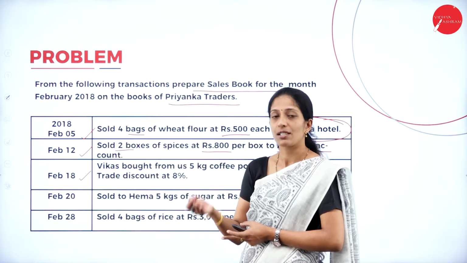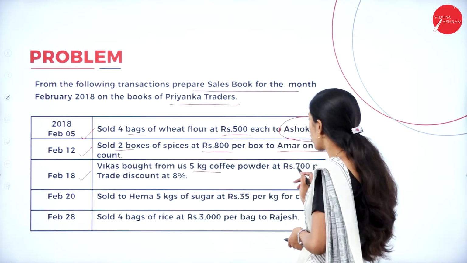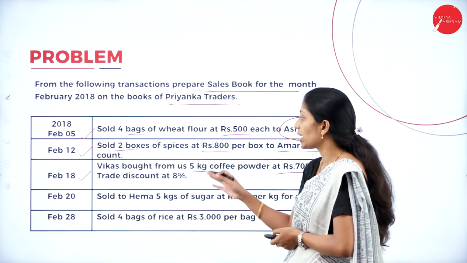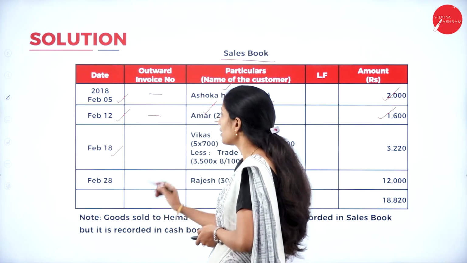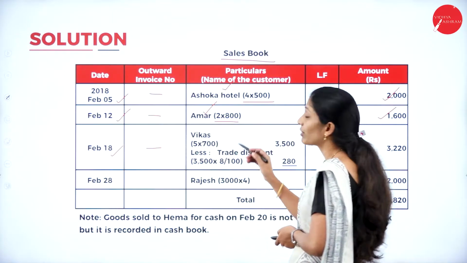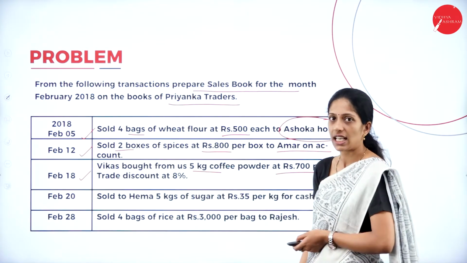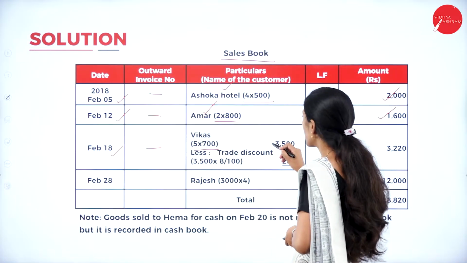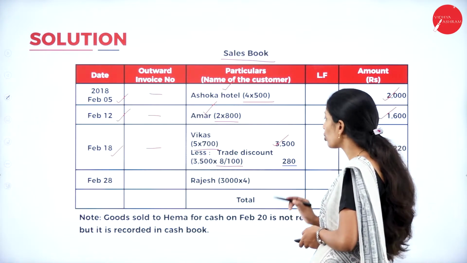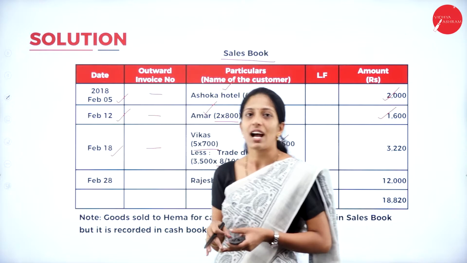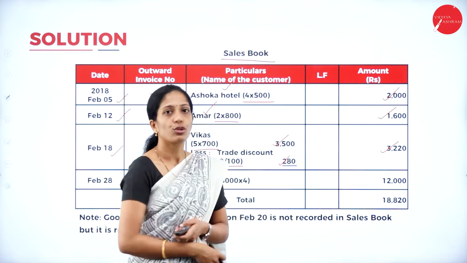Now, moving on to the next transaction, that is Feb 18th, Vikas bought from us. Vikas has purchased from us, but what we have done? We have sold to Vikas. So, Vikas bought from us 5 kg coffee powder at ₹700 per kg, but there is a trade discount of 8%. So, how do you write? Feb 18, there is no outward invoice number. Name of the customer is Vikas. So, 5 into 700. So, 5 kg at ₹700 each. So, 5 into 700, I'll get 3,500. But there is a trade discount of 8%. So, 3,500 into 8%, you have to minus that 280. So, 3,500 minus 280, you'll get 3,220.